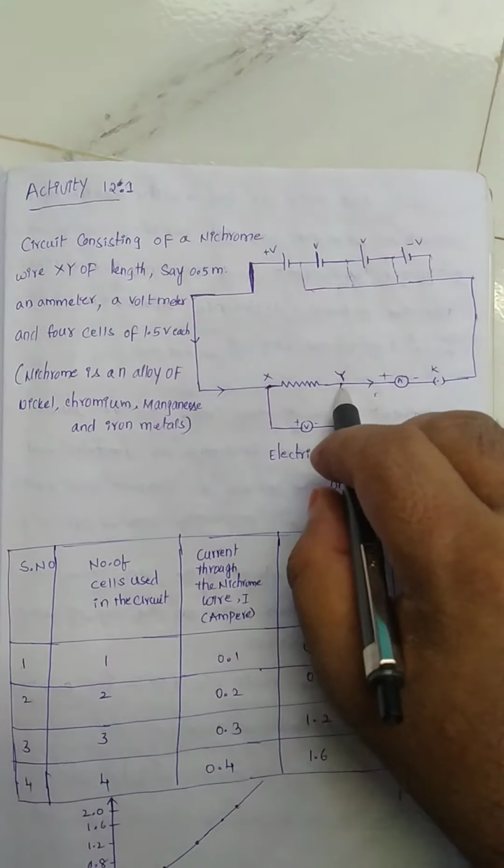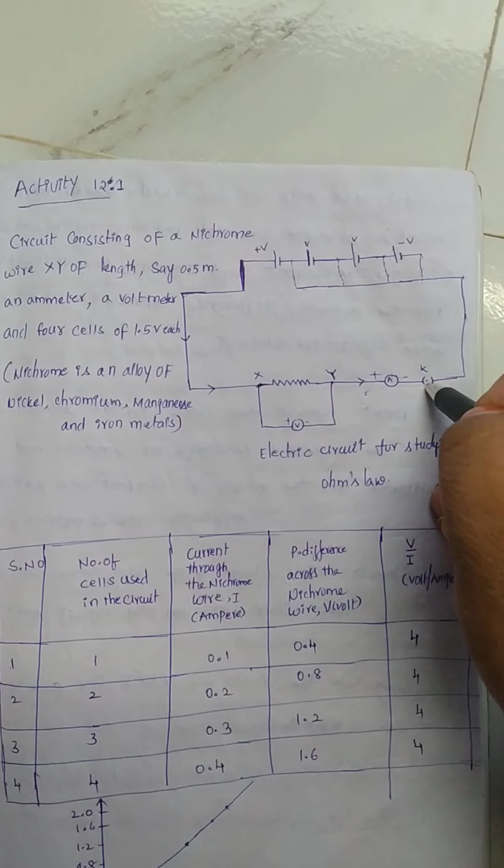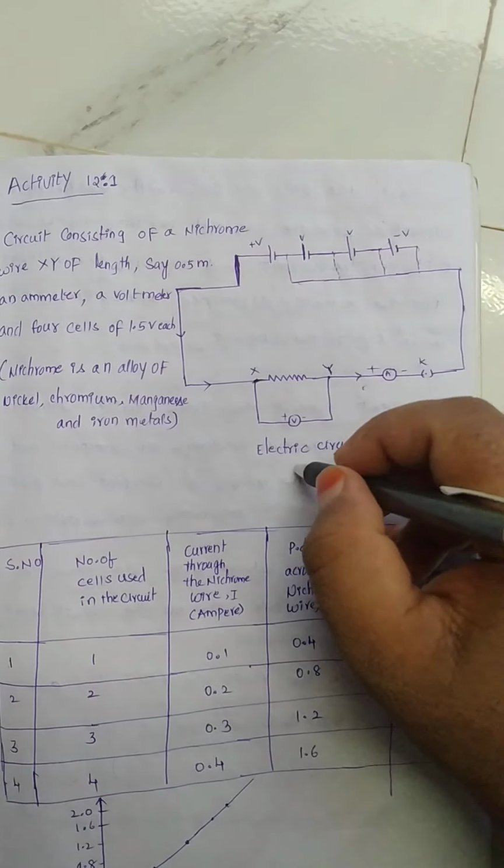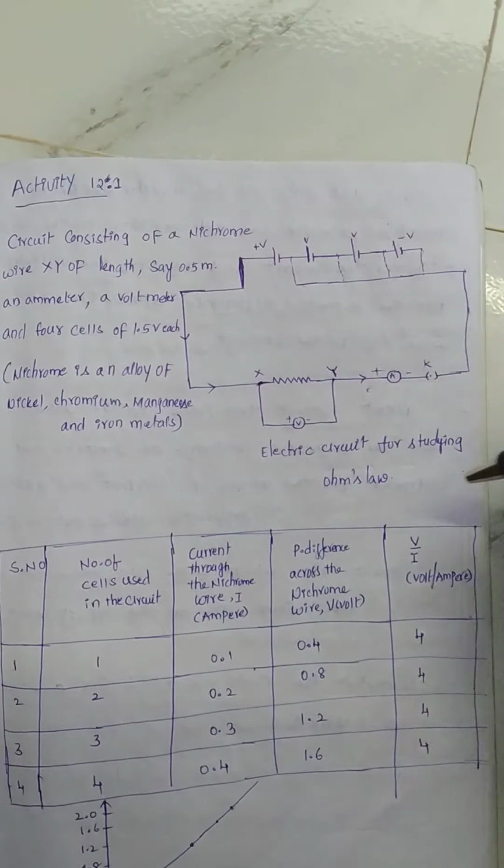It is a closed plug key. This dot represents a closed plug key, right? If it is open, the circuit is not complete. So for that it is closed. So that is the electric circuit for studying Ohm's law.